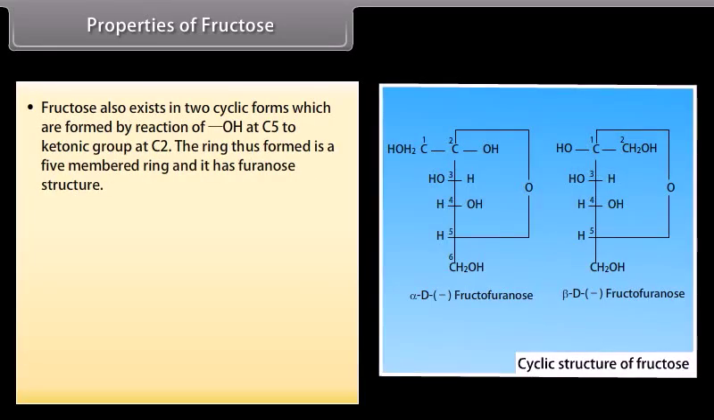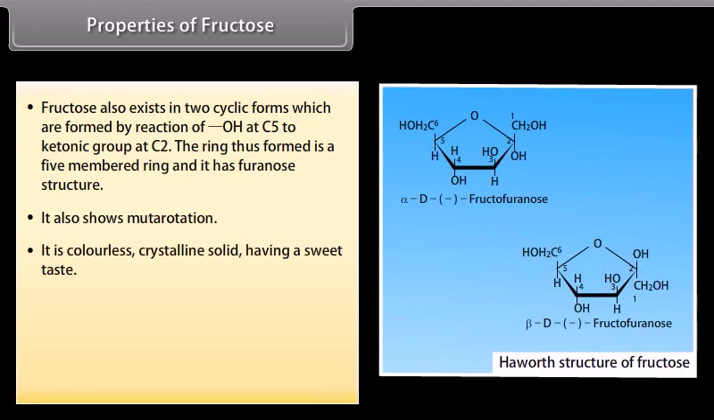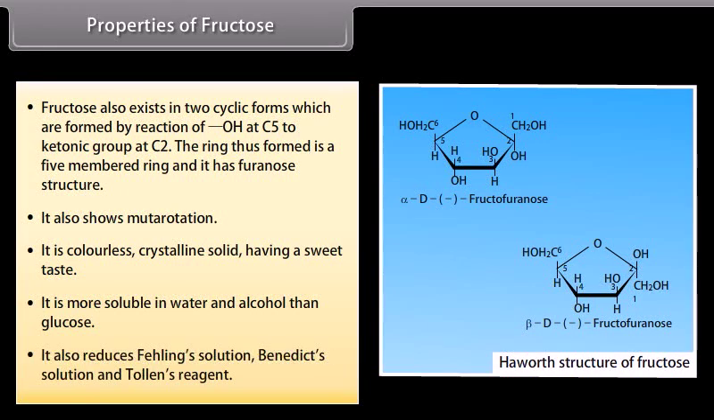Properties of fructose. The important properties of fructose are the following. It also exists in two cyclic forms, which are formed by reaction of the OH at C5 with the ketonic group at C2. The ring thus formed is a five-membered ring, and it has furanose structure. It also shows mutarotation. It is a colorless, crystalline solid with a sweet taste. It is more soluble in water and alcohol than glucose. It also reduces Fehling's solution, Benedict's solution, and Tollens reagent.